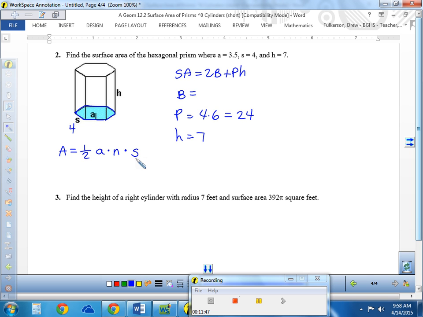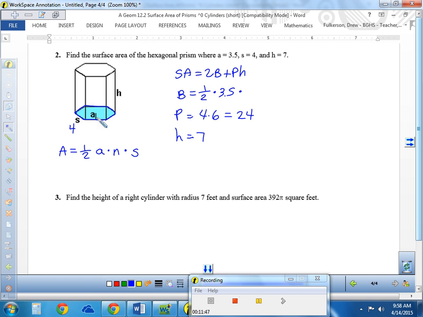Thankfully, we have a lot of this information in the prompt. I'm going to go ahead and write down 1/2. The apothem, A, is already given to us. Here it is in the picture. Later on, you may be having to solve for that piece. So that's the 3.5. Times N, which is the number of sides.